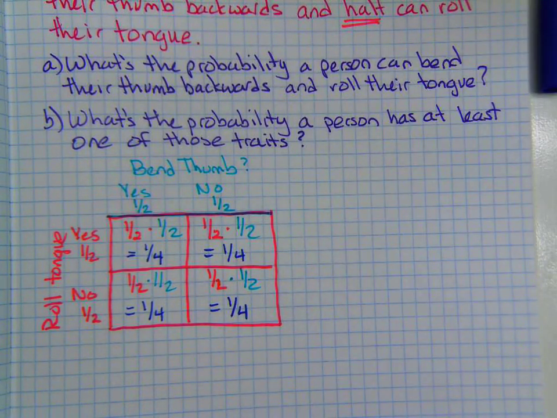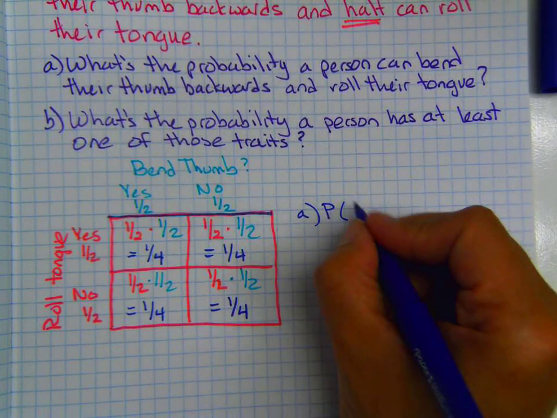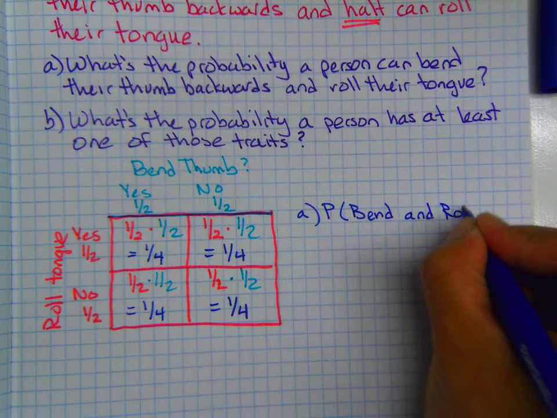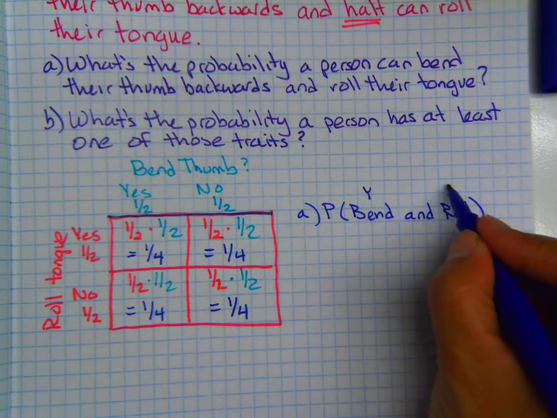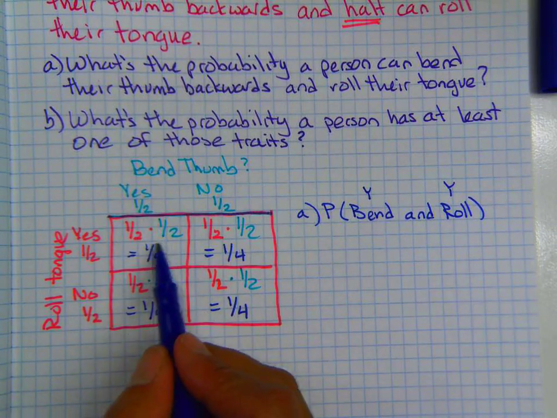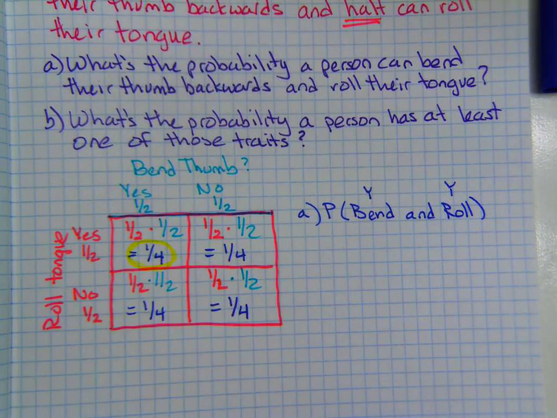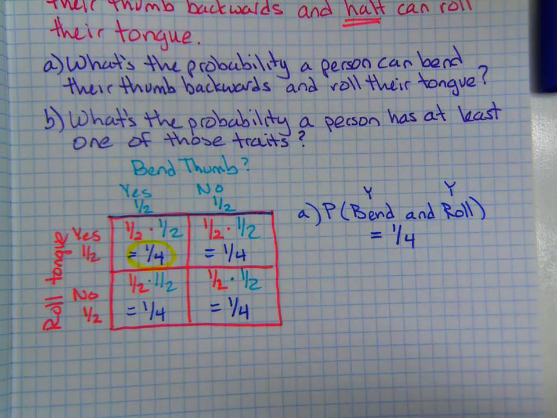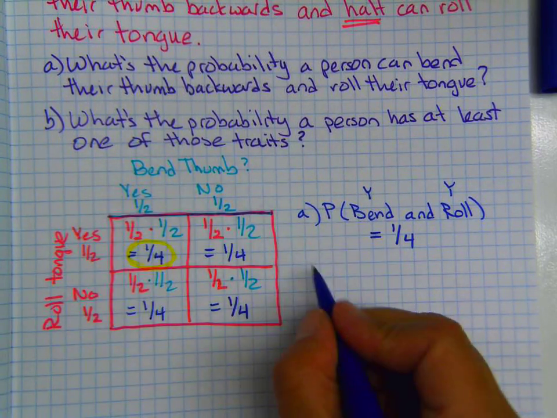What's the probability? So A, what's the probability a person can bend their thumb backwards and roll their tongue? Well, I'm looking for a yes on bend and a yes on roll. So if I go yes, yes, that's this right here. So that would be 1/4. So the probability a person can do both is 1/4 or 0.25. We prefer if you left it as a fraction. All right, and then we can go to the second question.